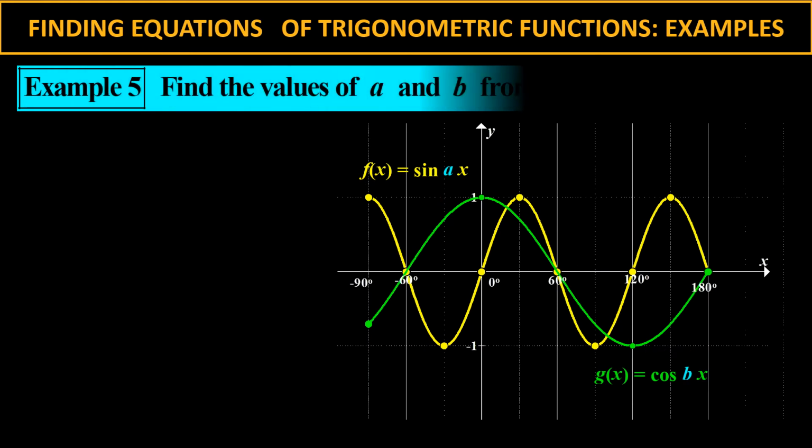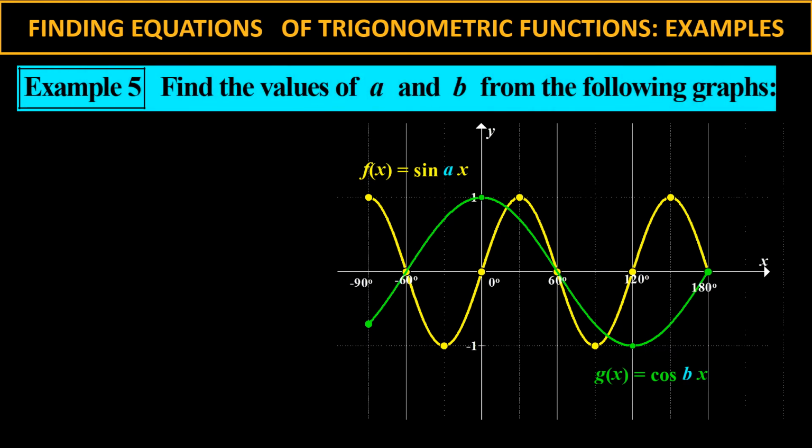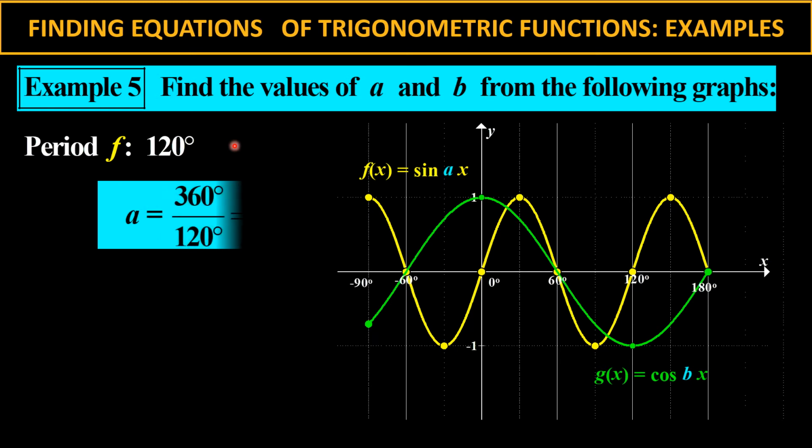Let's consider another example. We have to find the values of a and b. But here we can see this is sine of ax. So this a affects the period. And this is cos of bx, that b affects the period of the cosine. Okay. So to find the period of the f graph, if we look at the f graph, the period there is 120. See, there's a sine pattern there, 120. Even there's 120. So the period is 120. So to find the a value, it's the standard period of 360 divided by 120. So that gives me 3. Therefore, a is equal to 3, right?